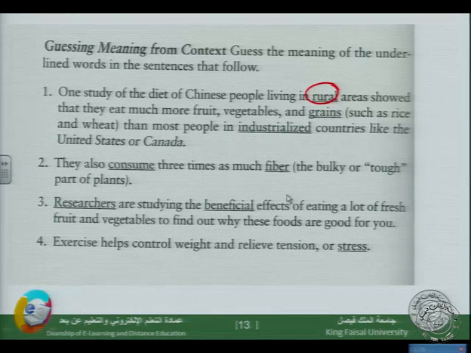Okay, so rural areas means, okay, and here we have the grains and industrialized. First of all, you have many different ways to guess the meaning from the context. The first one, you need to look at the surrounding words. شو يعني surrounding words? الكلمات المحيطة فيها.